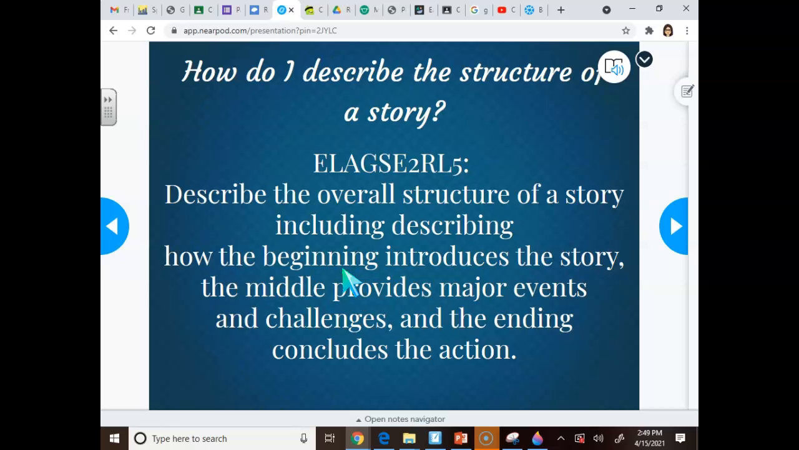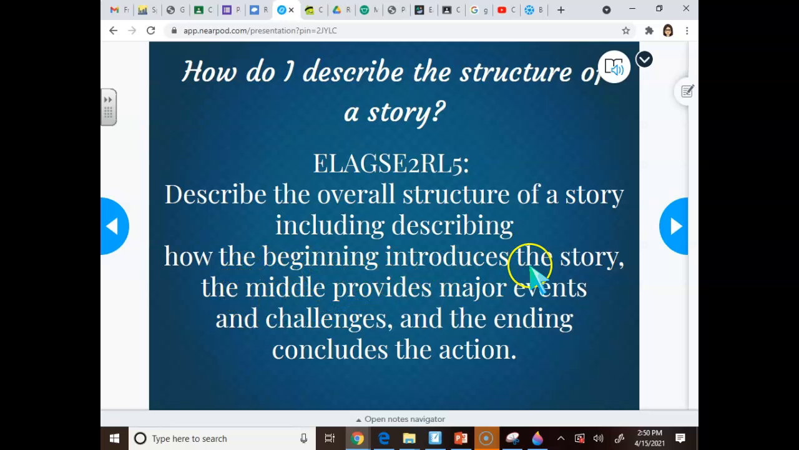All right, what part of your story has all the major action? Everything's happening in this part of the story. You'll learn about the major problem that the character has and all the challenges that they're going through. Lots of action in this part of the story. That's your middle.